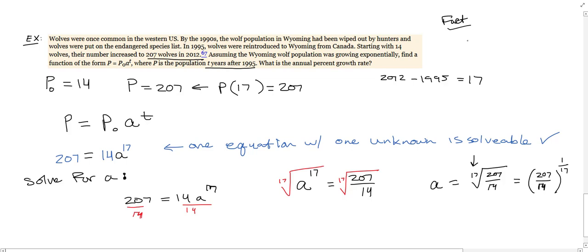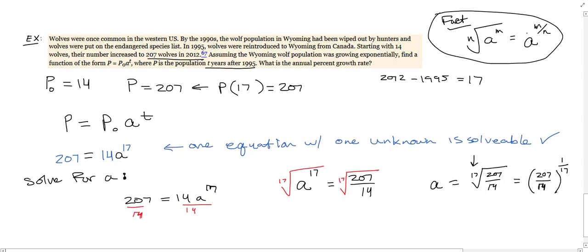Really quick fact from algebra, just in case you need this in the future: the nth root of, let's say, a. It doesn't really need to be a fraction. And then let's say there's a power here, m. This is a to the m over n power. So that's just in general how you can go from a radical to an exponent like that.